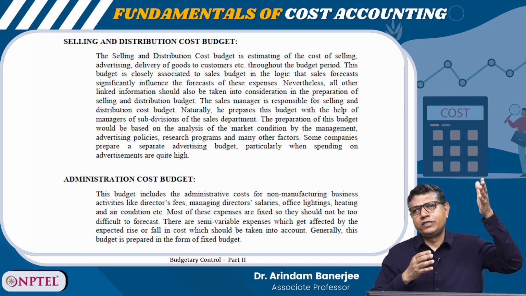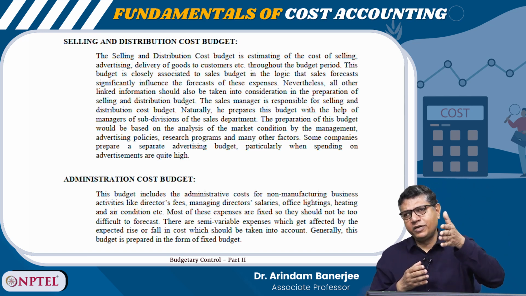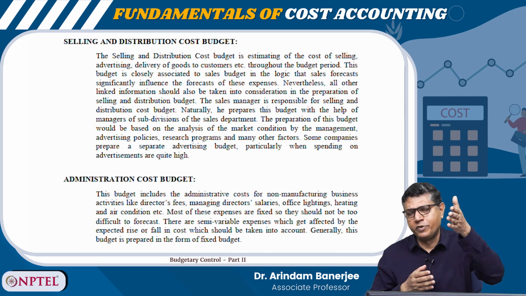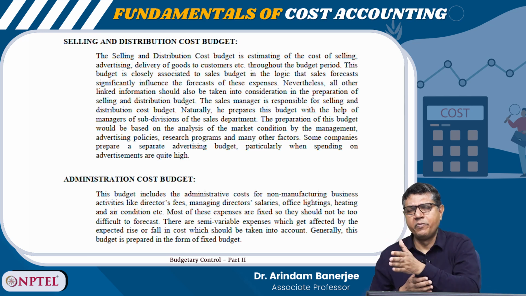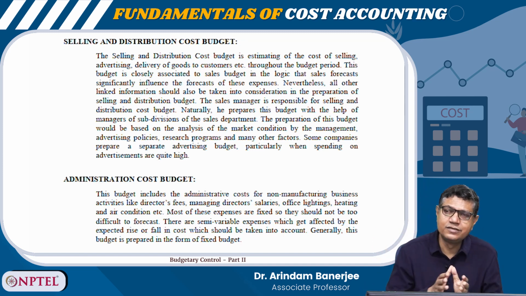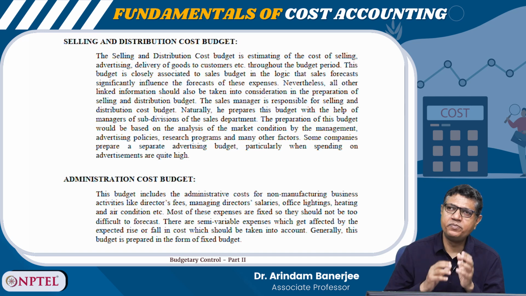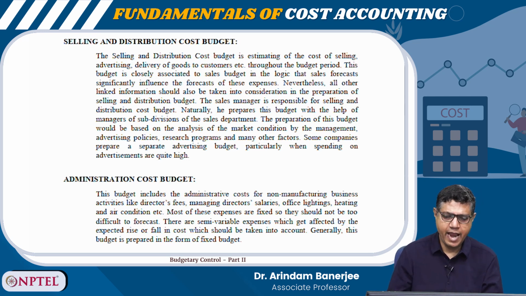Now we started with the sales budget, we went to the production budget, and within the production budget we prepared the material budget, labor budget, and overhead budget. Then we prepared the selling and distribution cost budget. Now for running all these things we need some administration. There must be some administrative infrastructure in place. So to keep maintaining and running that administrative structure, we need to prepare a budget which is called the administration cost budget.